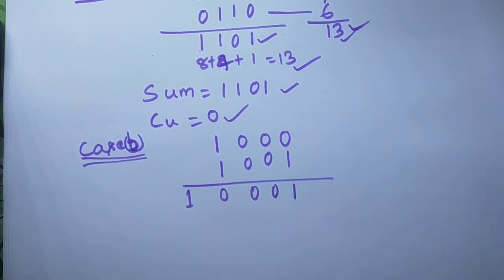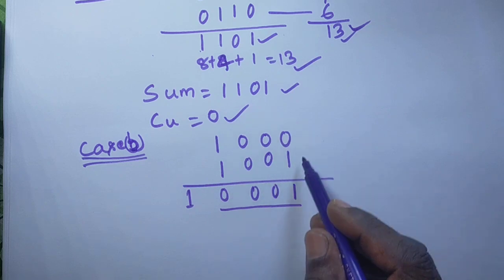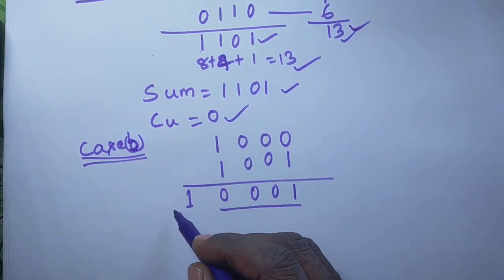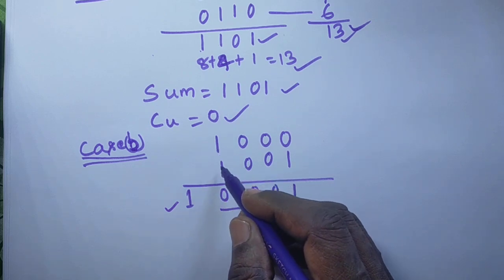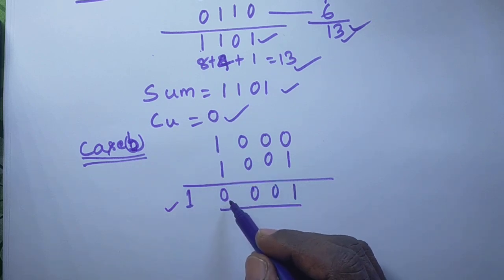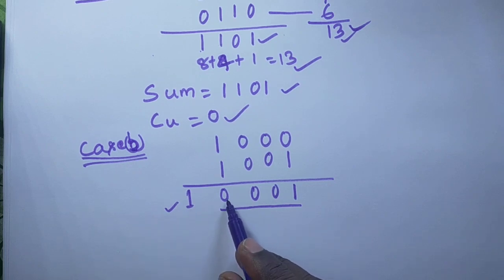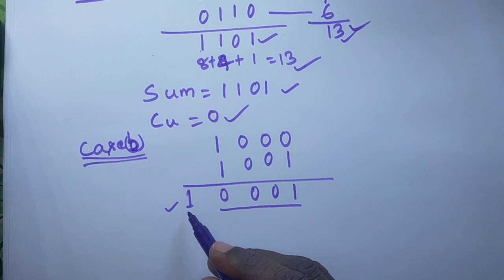This 1 is a carry bit, because we have already taken 4 bits, and out of 4 bits we got this 1, because 1 plus 1 is equal to 10. This 1 is a carry bit. So here you see the sum is 0001 and the carry bit is 1. Okay, now test it.